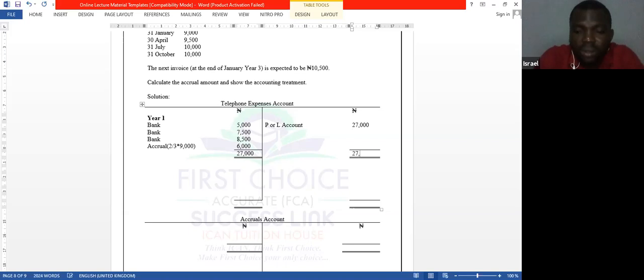But now, we need to do the second leg for the accrual. We have bank, but we didn't open a bank account. That's why we are not doing the second leg there. With the second leg, we would go to bank. But now, we have the accrual account, so we need to show what is going to take place under the accrual account. So we come to the accrual account.